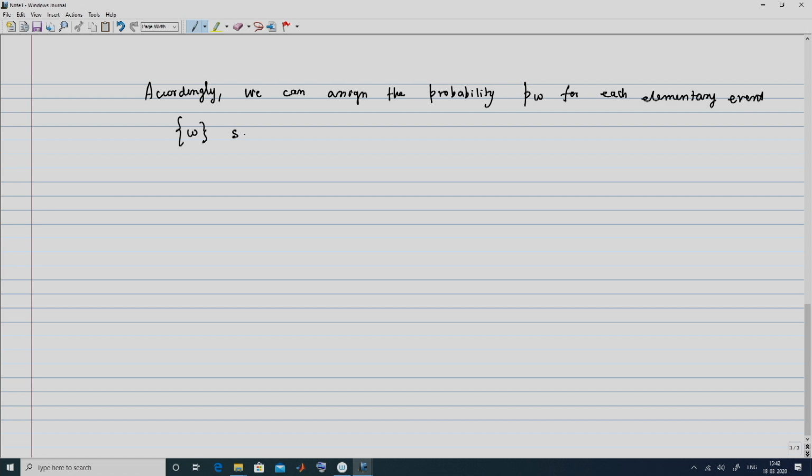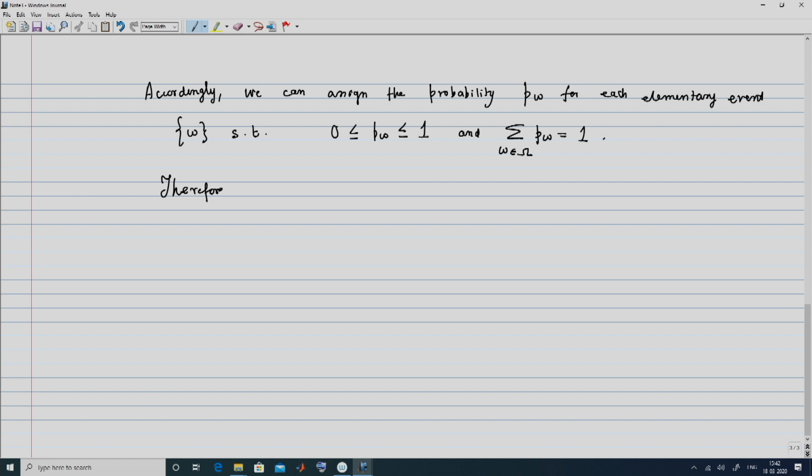Remember, the elementary event is also an event. So, we can assign a probability which we will denote by P subscript omega for each elementary event omega, such that it satisfies the property that it lies between 0 and 1 both inclusive, and the summation of P omega equals 1, where omega belongs to the sample space big omega.